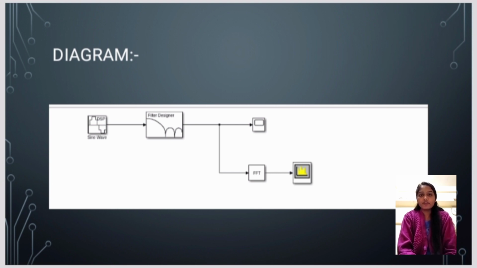The output of the filter design is given to the scope, from where we can check the output of the whole system, and an FFT, that is fast Fourier transform, is also attached at the output so that we can check the frequency spectrum as well.